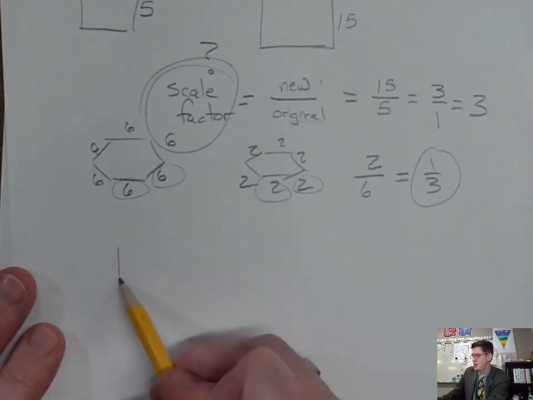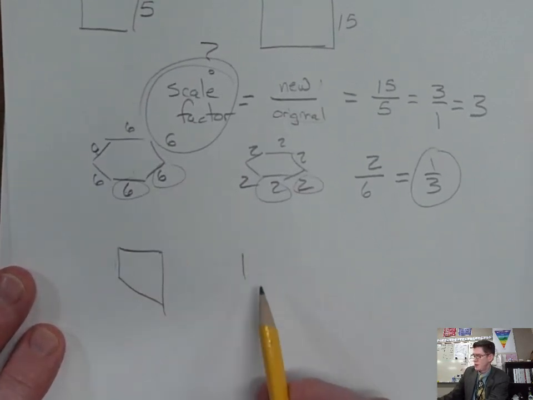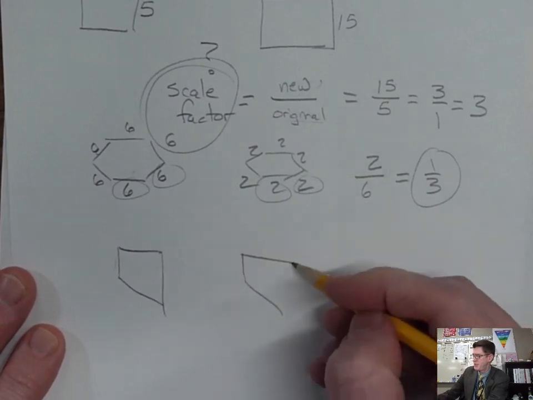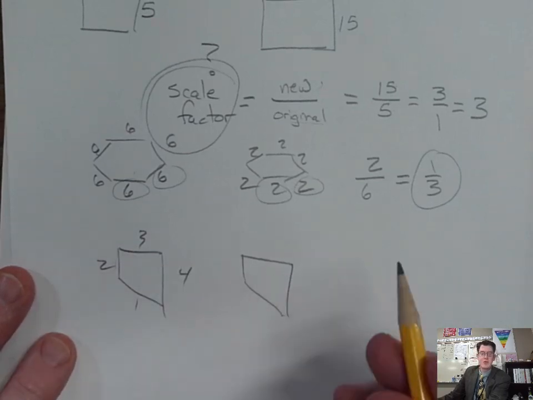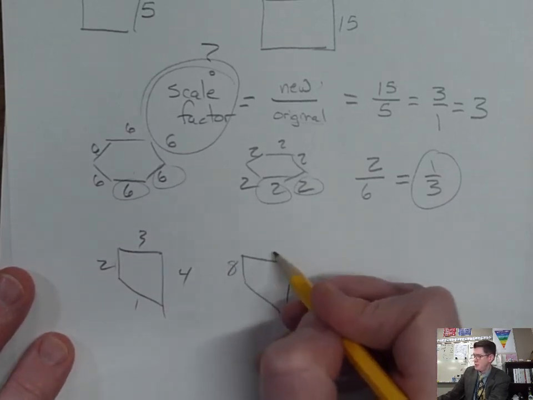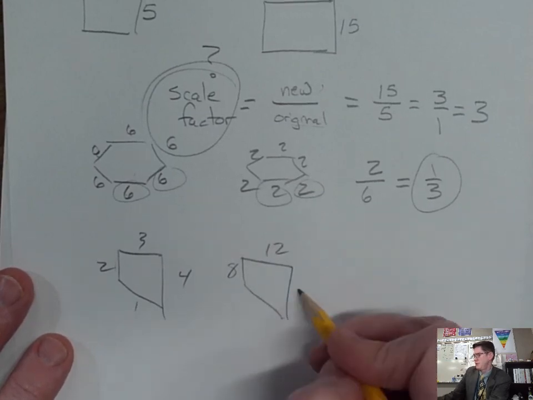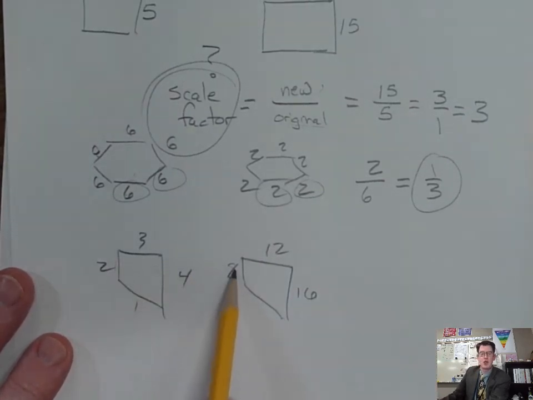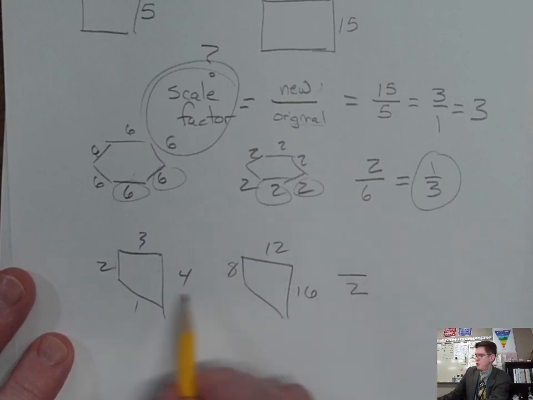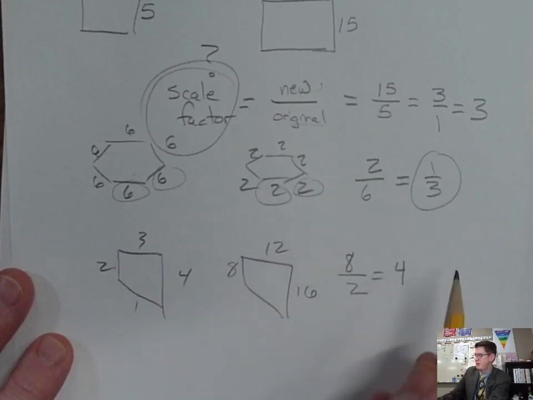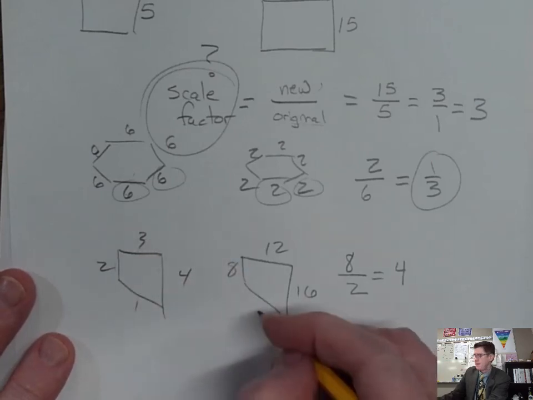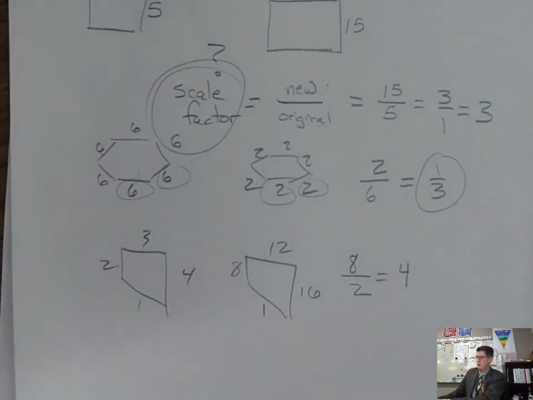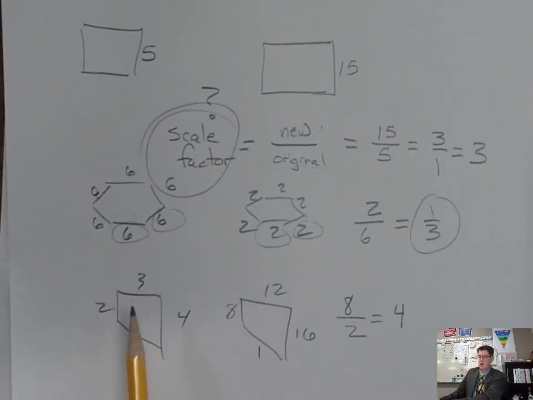In case you had a shape like this, where you had different sides, so this is 1 and 2 and 3 and 4. If these ones were 8 and 12 and 16, you'd be comparing the 2 with the 8. So the 2 goes up to an 8, that's a factor of 4. And then you can check all of these. Are all of these a factor of 4? Yes, they are. And if they are, then you know it's a scale factor. The one shape is a scale factor of the other shape.